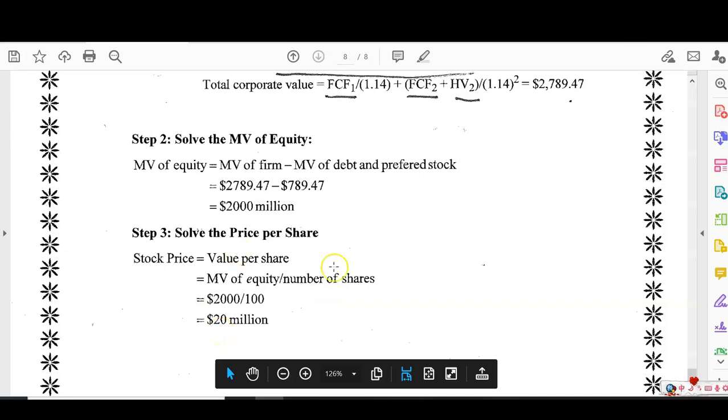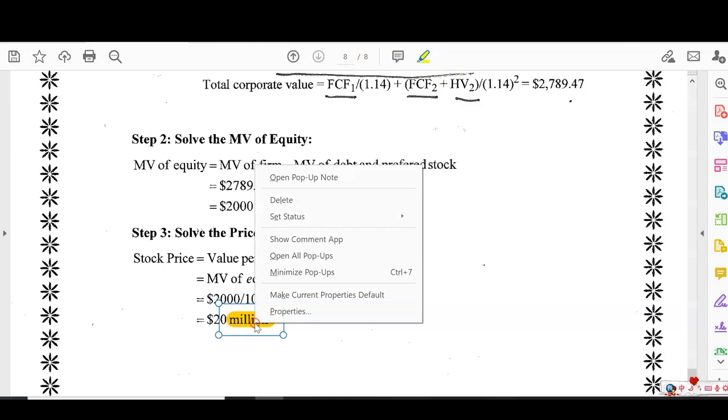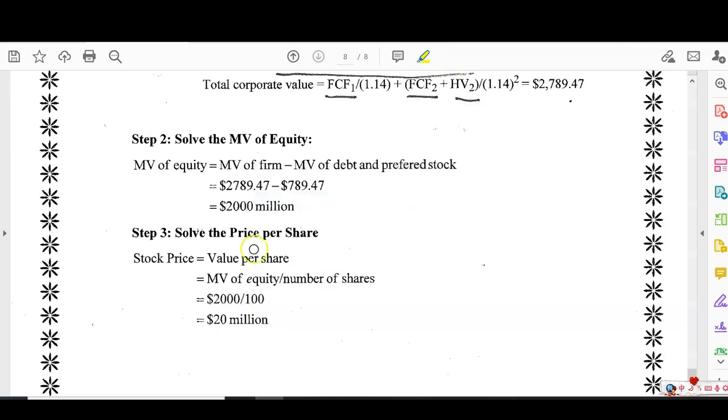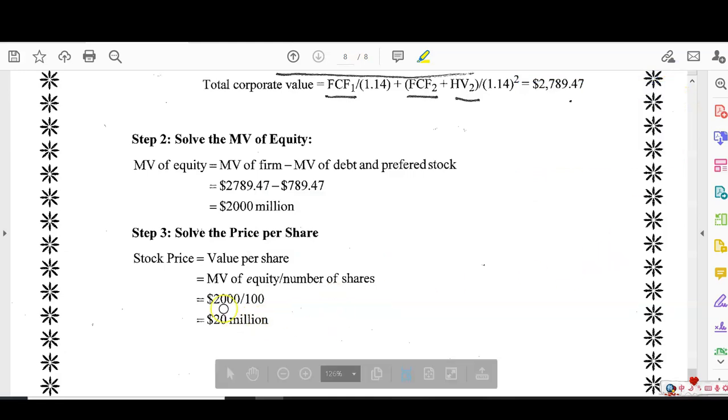Okay, and there's a typo here. We should not have, I hope this works. Okay, delete. I actually want to delete this measure. So it's actually just $20 because we're using 2,000 million divided by 100 million. So it's only $20 here.